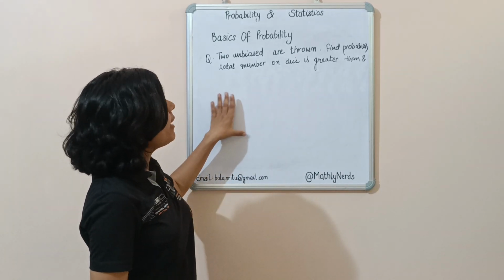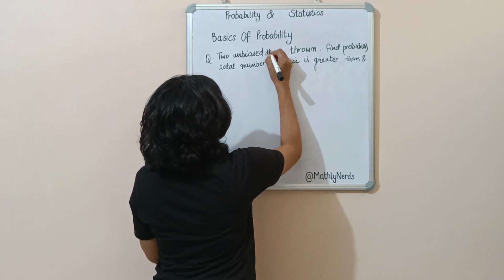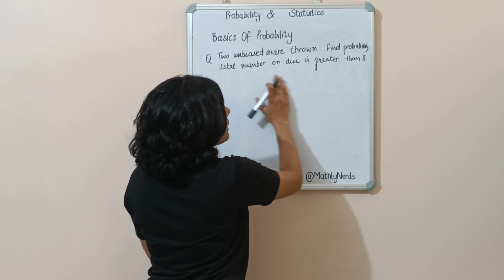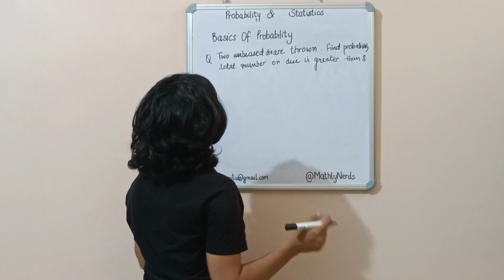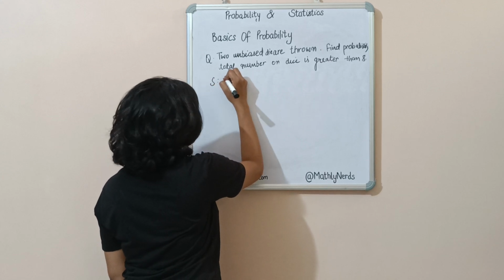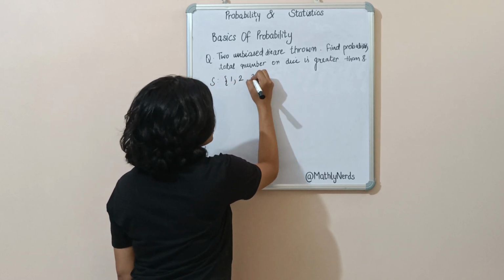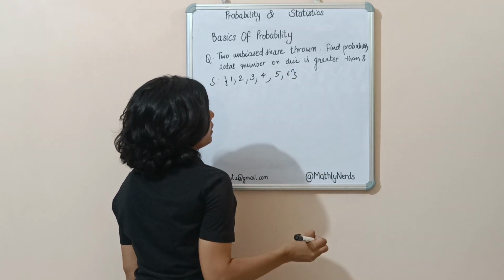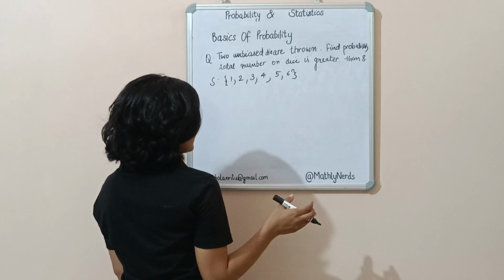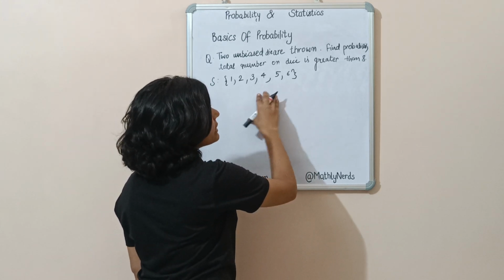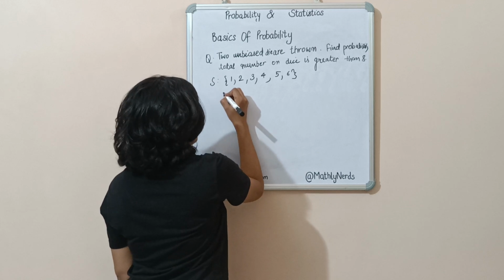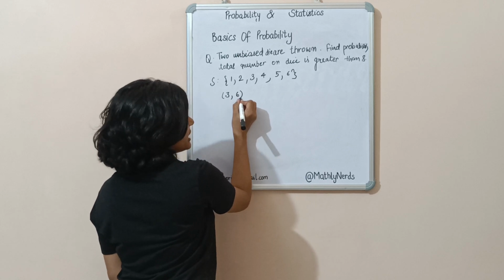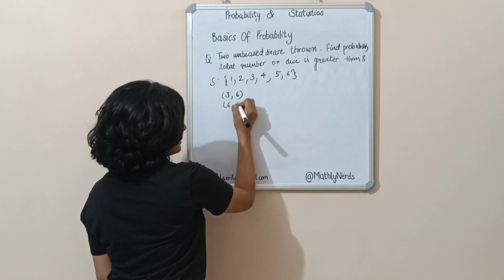Our question is, when two unbiased dice are thrown, find the probability of getting a total number on the dice greater than 8. So if we roll a die, what is our sample space? 1, 2, 3, 4, 5, 6. So now we will extract the pairs which give a total greater than 8. Our first pair is 3, 6, because their sum is 9. Our next is 6, 3.